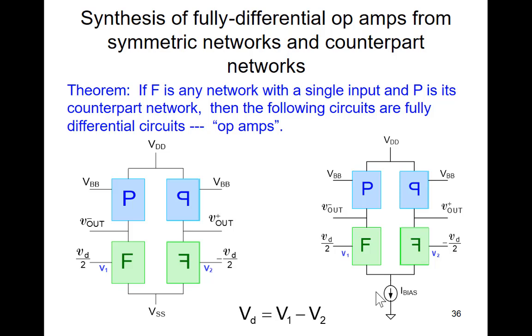So that's the synthesis strategy, right? Start with some circuit and synthesize a fully differential op-amp. In fact, does this op-amp have differential output or single-ended output? It's all in the eyes of the beholder. The circuit has differential output, but I could ignore one of them, and they would have single-ended output, right? So this structure has differential inputs and differential outputs, or single-ended outputs if I ignore one.